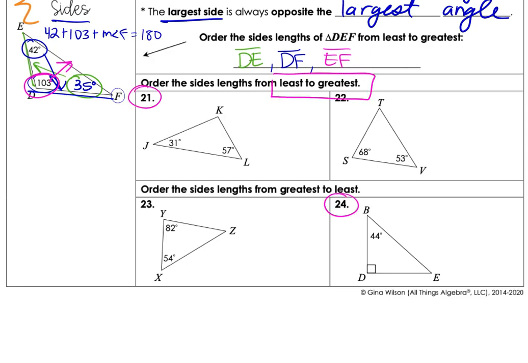Okay, so try that for 21 and 24. Notice this one is least to greatest. This one is greatest to least. Find your missing angle measure and put them in order. Go.